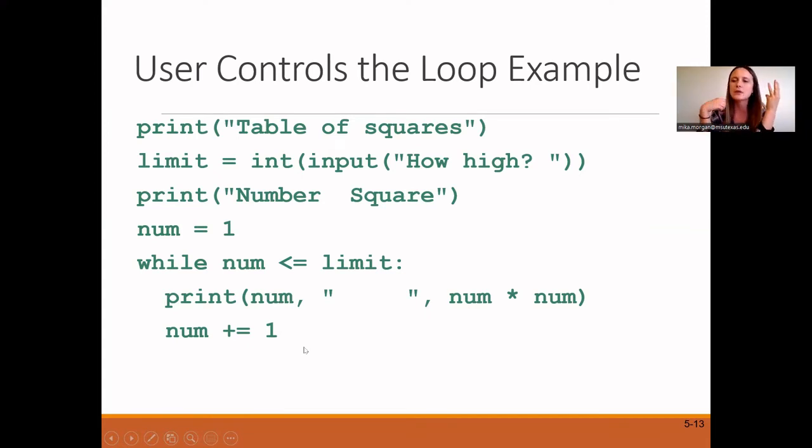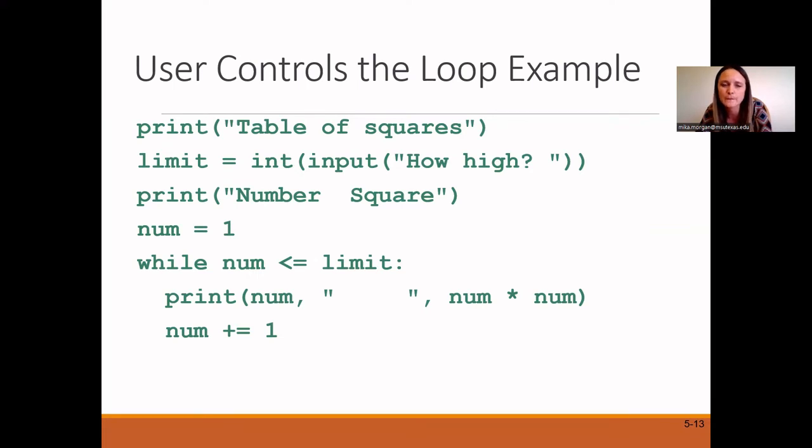So now num equals 2. I run through the loop again. I come back up here and check my conditional. Is 2 less than or equal to 3? Yes. Do it again. I print out a 2. 2 times 2 is 4. I increment num, it becomes 3. Is 3 less than or equal to 3? Yes, it is. I would print out 3. 3 times 3 is 9. I increment num. Is 4 less than or equal to 3? No, it is not. I would break out of my loop.